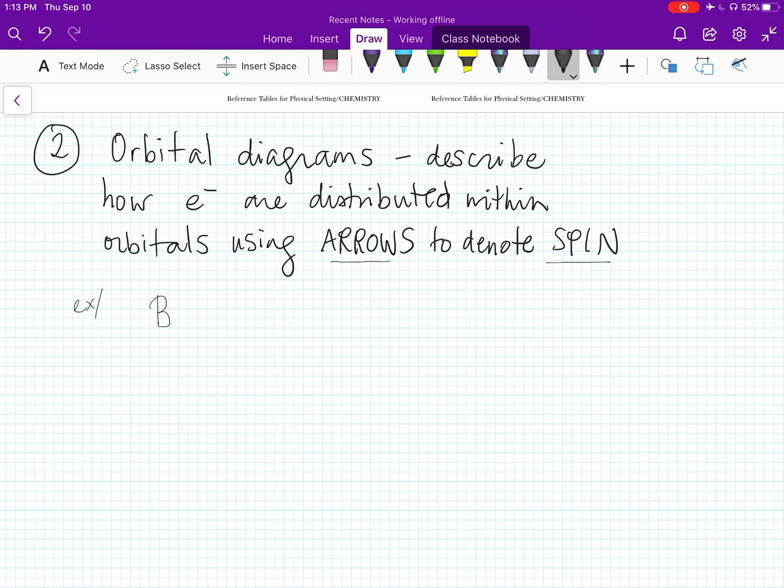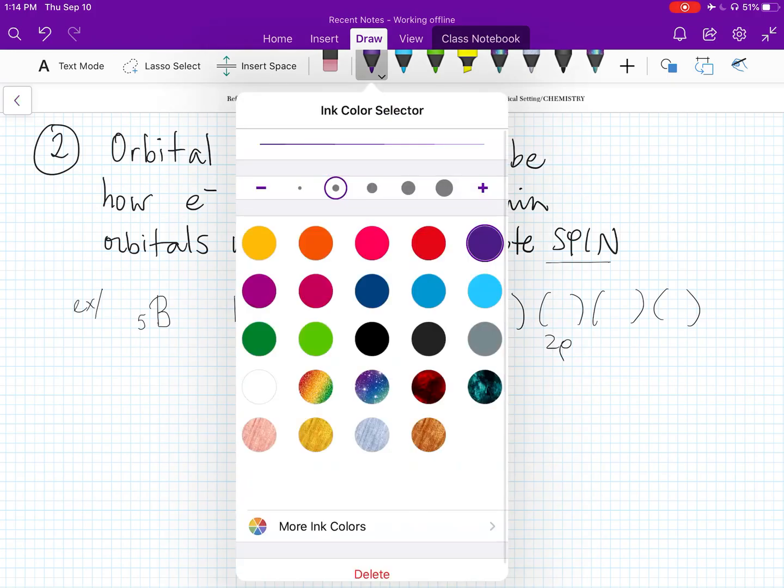Let's take boron. Boron is a relatively small element, only 5 electrons. And if we wrote down its electron configuration, it would be 1s2, 2s2, 2p1. The orbital diagram represents each orbital as a set of parentheses. So here's the 1s orbital, here's the 2s orbital, and then 2p has 3 individual orbitals within that subshell. So I'm drawing 3 sets of parentheses for the 3 2p orbitals. Now we fill in the electrons using arrows to denote spin.